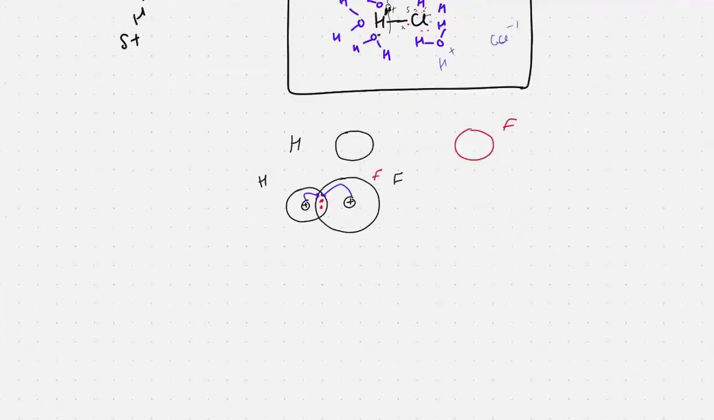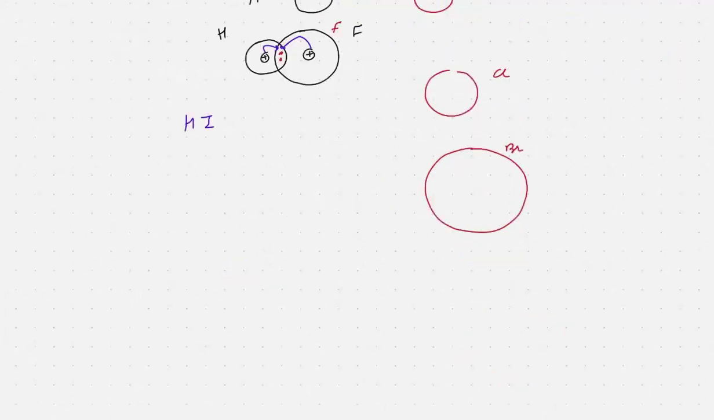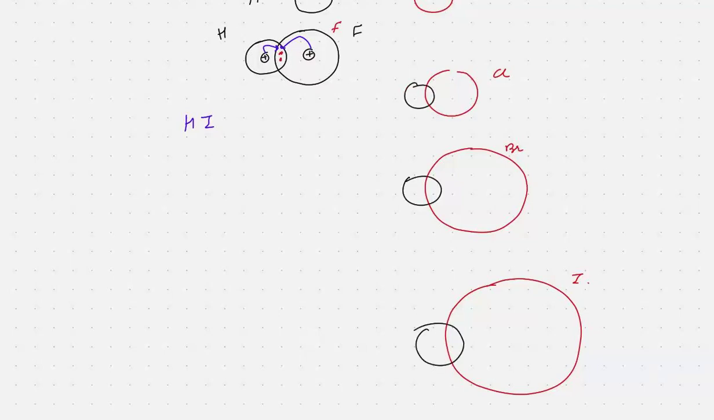But let's say I talk about the acids: fluorine, then we have chlorine, then bromine, and then we have iodine. So what does that mean? You're going to have H making a bond with iodine. The bond will look something like this. So this is going to be HCl. This is going to be my HBr. This is going to be my HI.